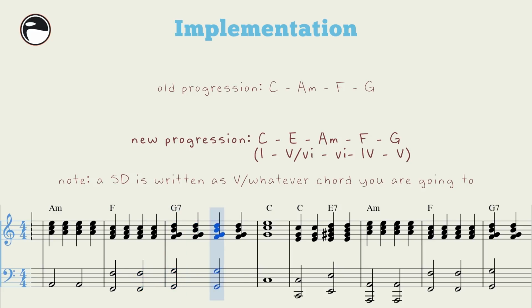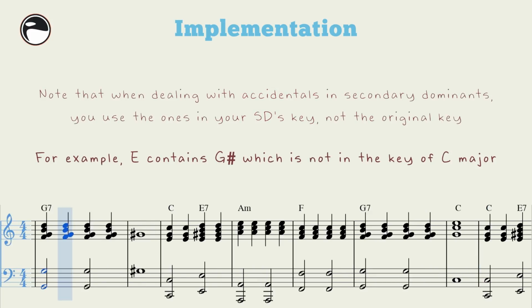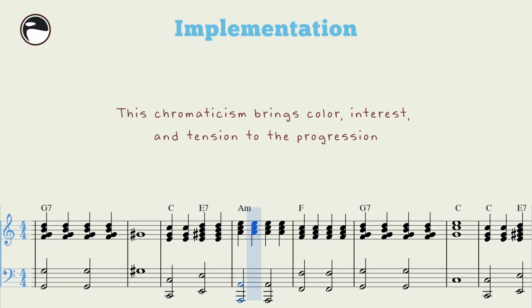Keep in mind that when dealing with accidentals in secondary dominant chords, you use the accidentals in your secondary dominant's key, not the accidentals in your original progression. An E7 chord contains a G sharp, which is not in the key of C from our example. This chromaticism brings color, interest, and tension to the progression.